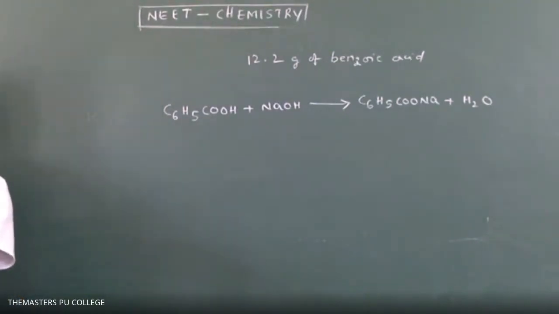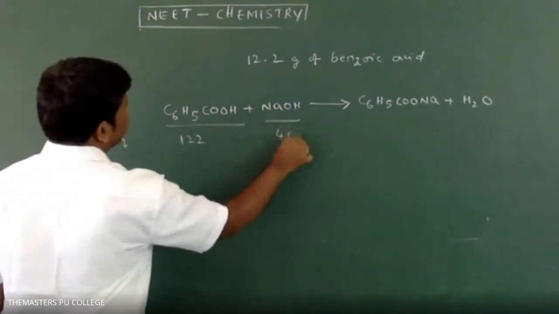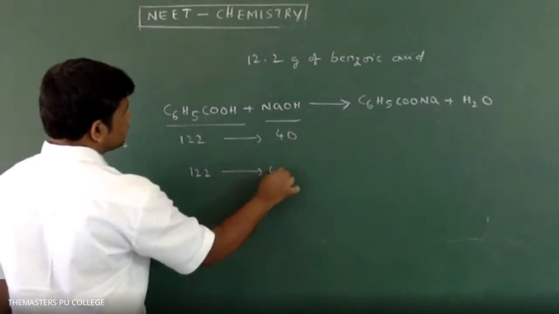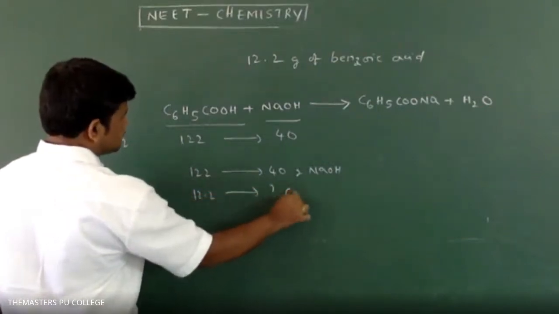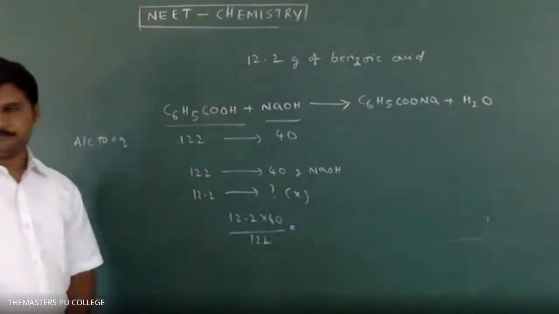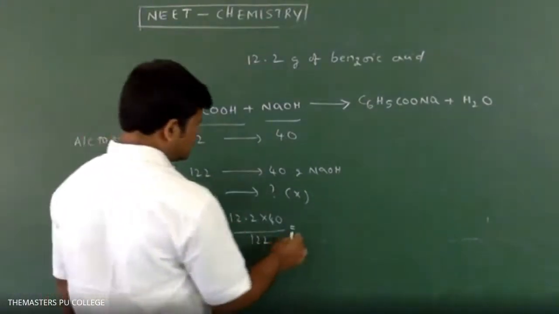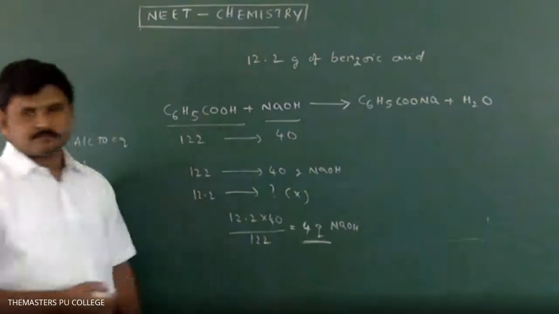Done, sir. This is 40, right? 122 grams requires 40 grams of NaOH. 12.2 grams requires how much? x. 12.2 into 40 by 122. 0.1 into 40 is 4 grams of NaOH. Clear? Yes, sir.